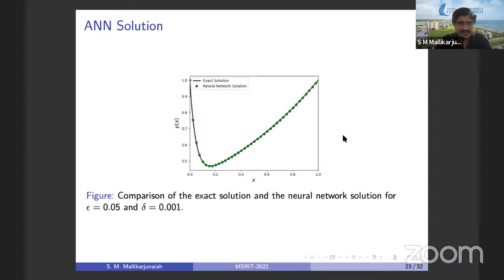And I reduce epsilon more, and you see the solution is moving towards x equal to 0, which clearly creates a boundary layer near 0. And that boundary layer, we can estimate, is actually of length epsilon.